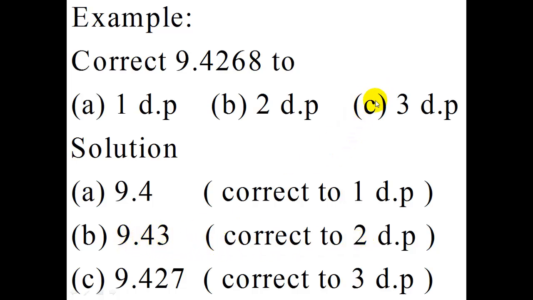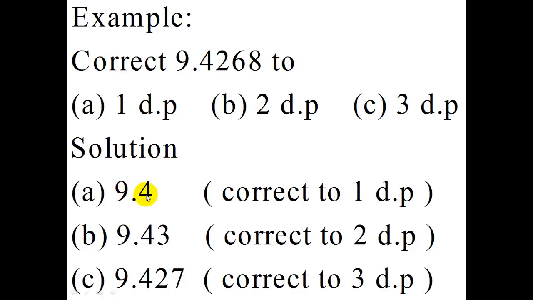Now C, 3 decimal places. Now we have 9.4268. So after the decimal point, we start to count. We have 1, 2, 3. But the next number is 8, which is greater than 5, and therefore we consider it as 1 and add it to 6. Now 1 plus 6 will give us 7. So we have 9.427, corrected to 3 decimal places.